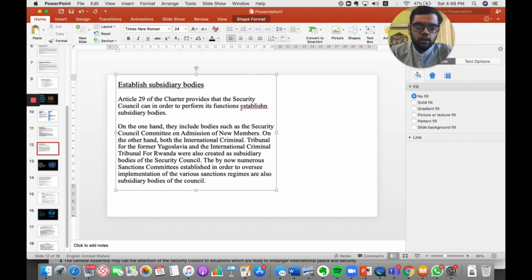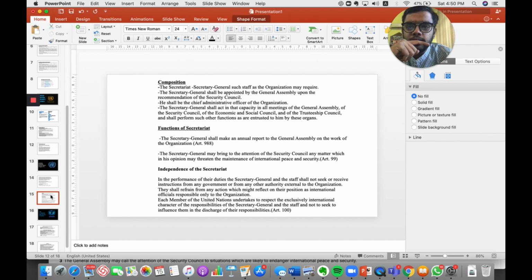Now, we need to understand that these organizations are established via resolutions under Chapter 7 of the UN Charter. But the power given to the Security Council by which these organizations can be established is given under Article 29 of the UN Charter.